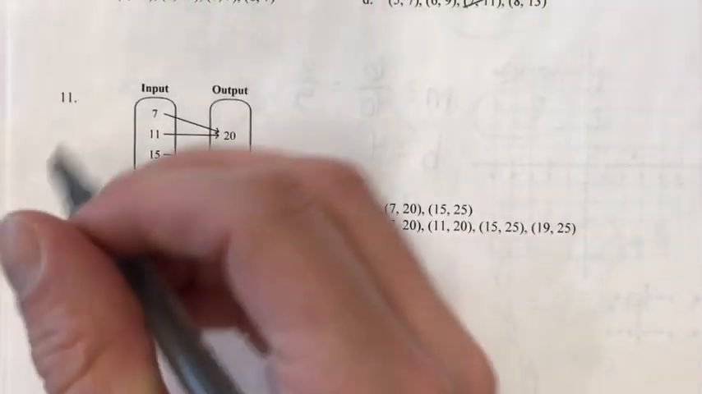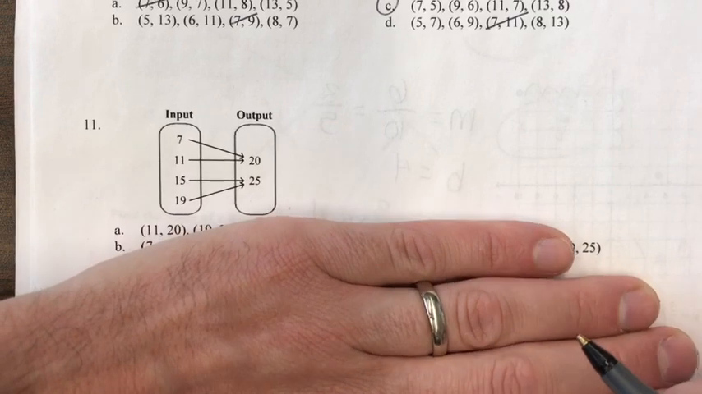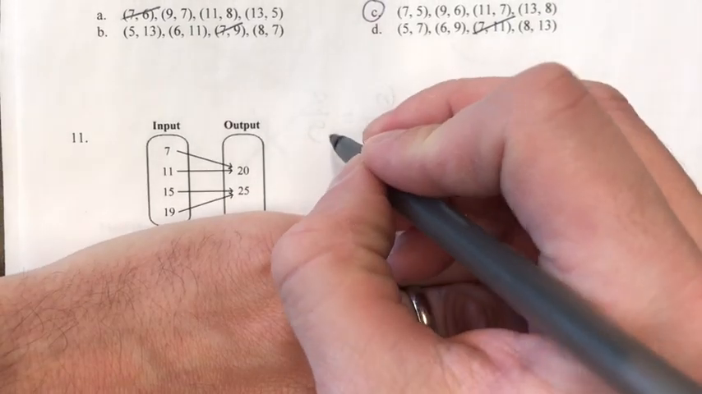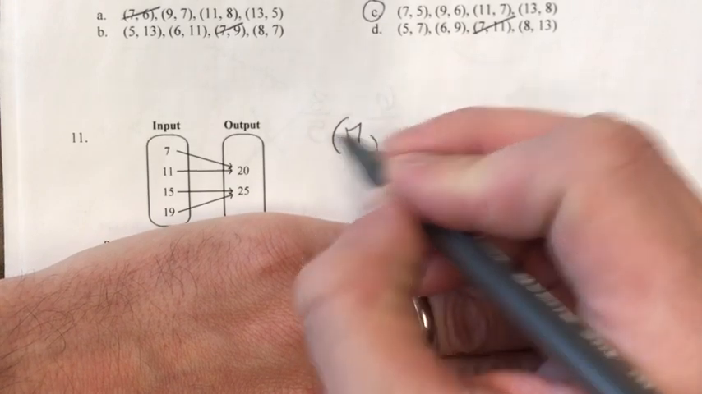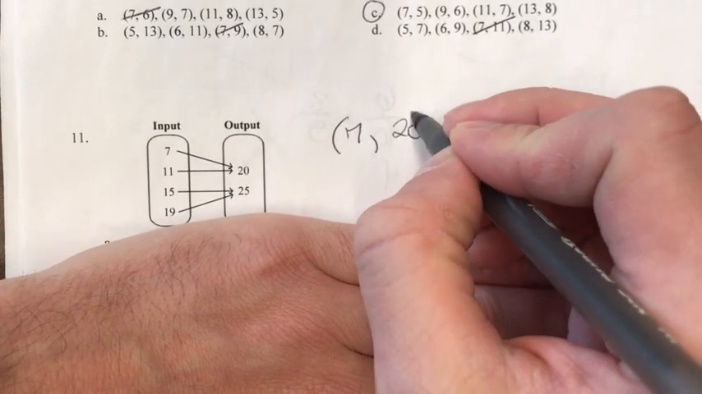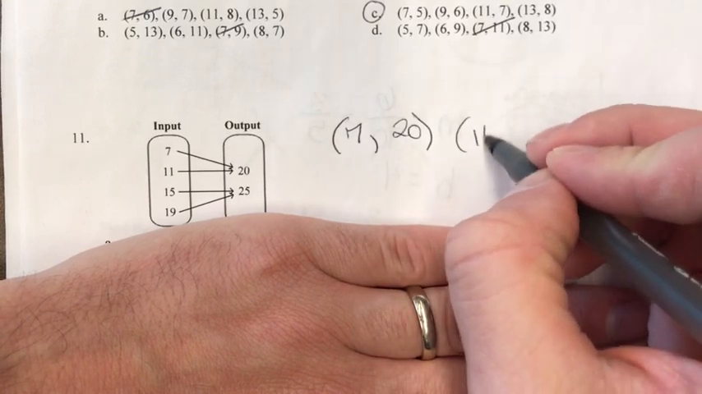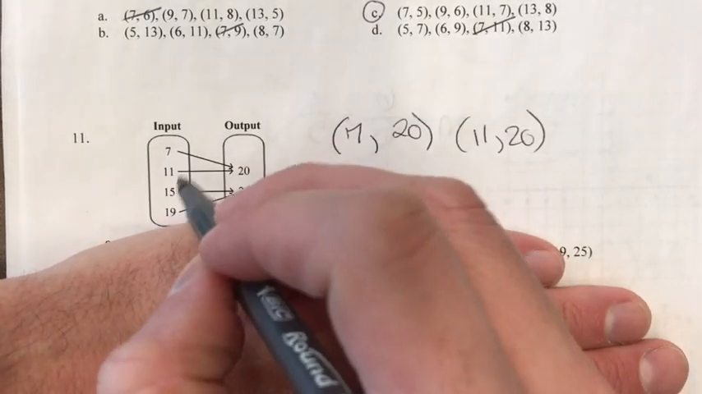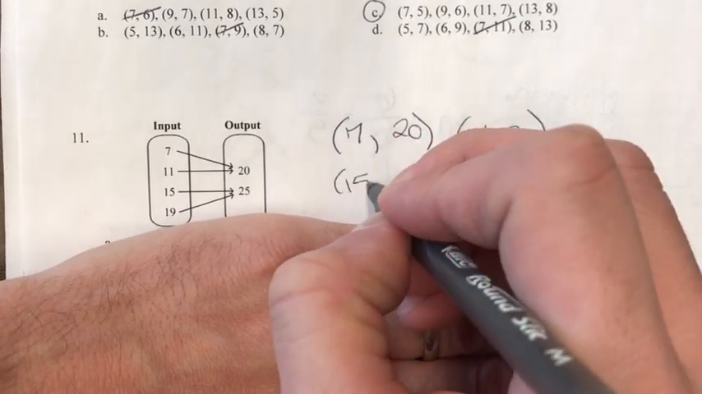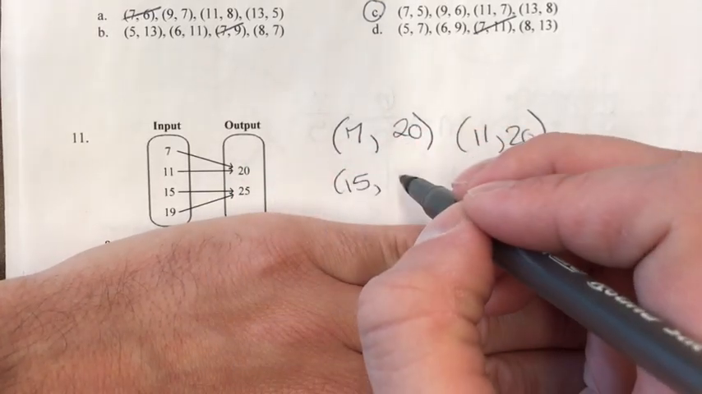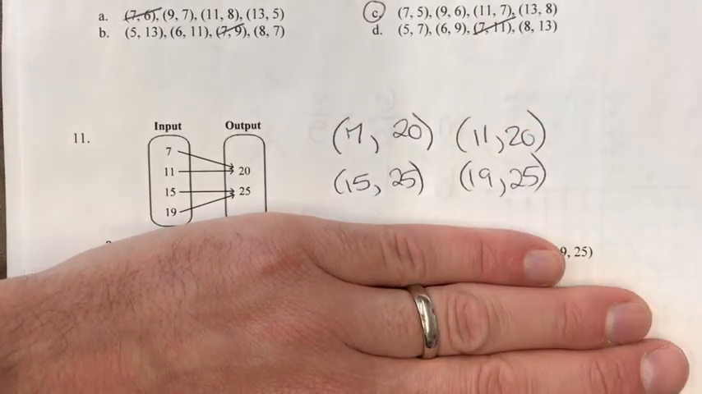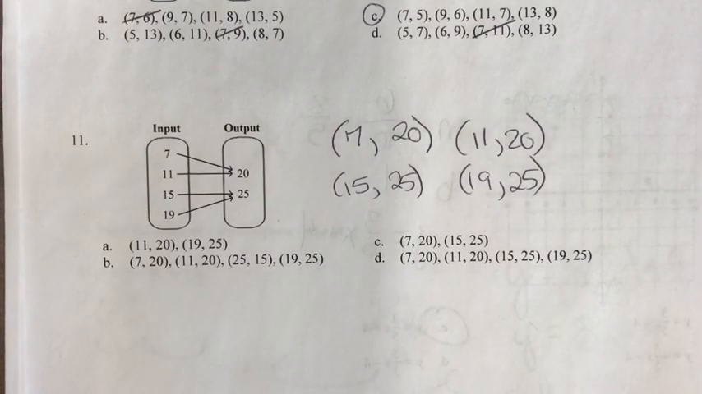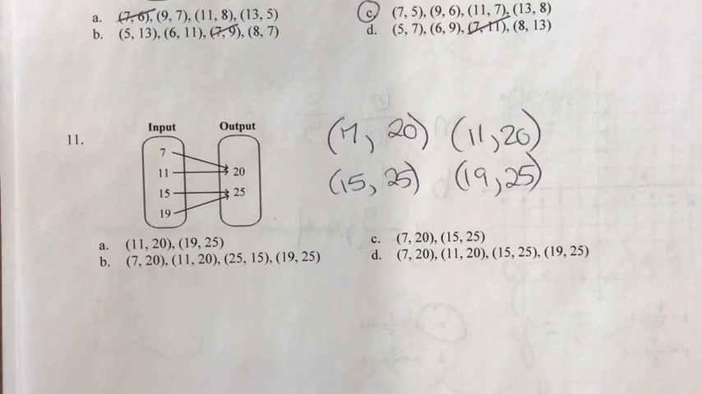If I were to go down here and pretend like I don't see these options, I would be able to say that these points are 7, because the input, the domain, is an x value, and that goes to 20. And 11 also goes to 20. And 15, which is an x value in the input, goes to that y value 25. And 19 goes to 25. And so that's going to end up being B. Nope, that's going to end up being D.